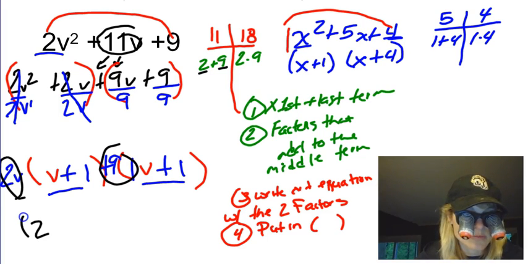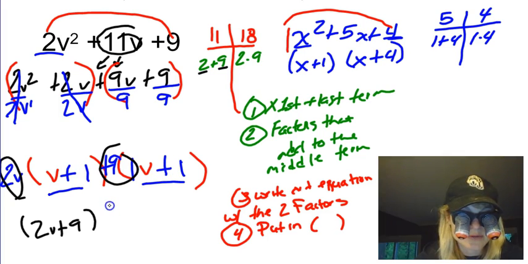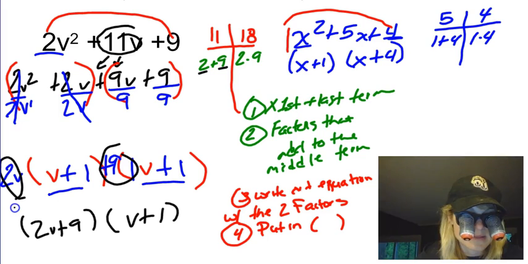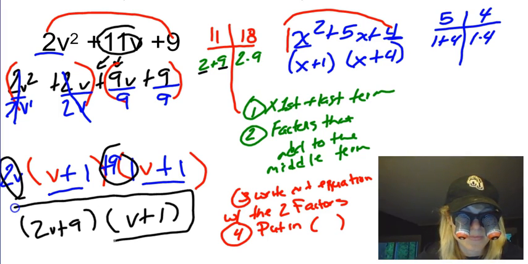I'm going to put those in one parenthesis, and then I'm going to factor one of these out, so I'm basically just going to bring one of those down. And then this is my answer right here.